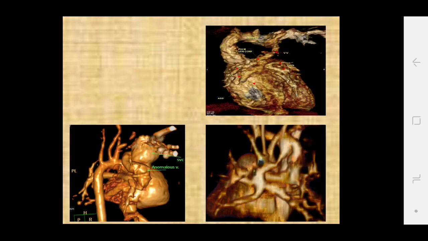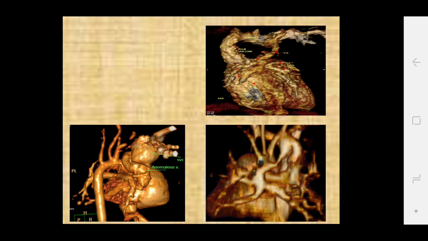These are images of different patients. In the left corner, the four pulmonary veins form a sac behind the heart, and there is an ascending vertical vein which is obstructed in its middle part because it is compressed between the left bronchus, the right bronchus and the right pulmonary artery. They usually call it a pulmonary venous vise.